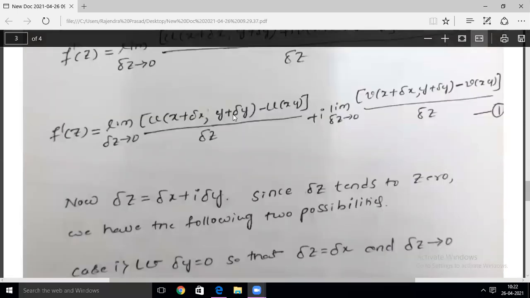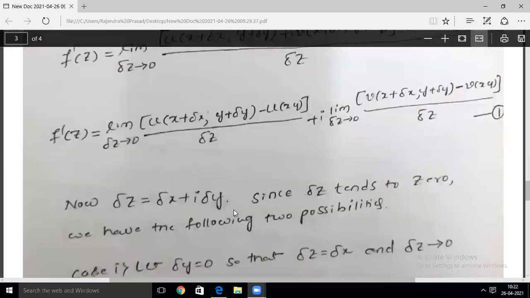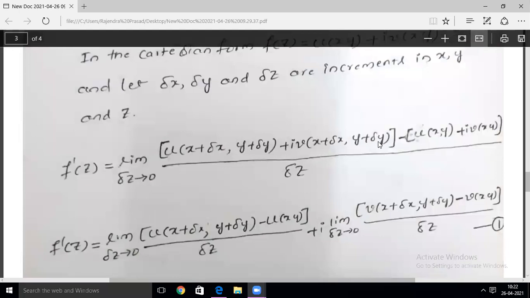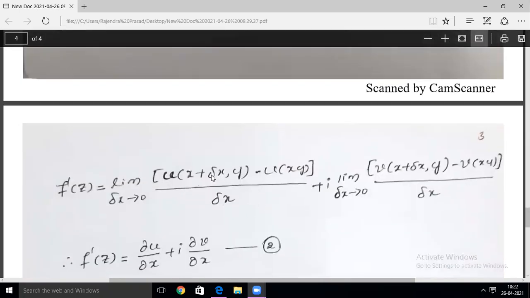plus delta y. So delta y is 0. Clear? Delta y is 0. Then we get, see, observe here, u of x plus delta x, y plus delta y.